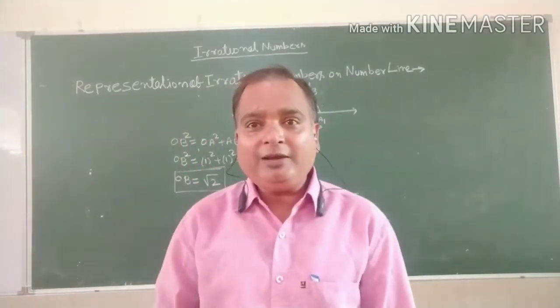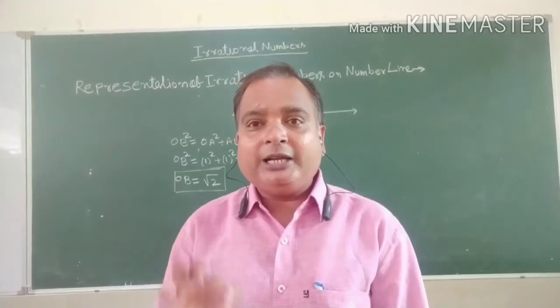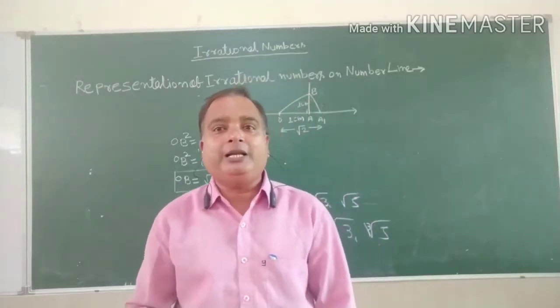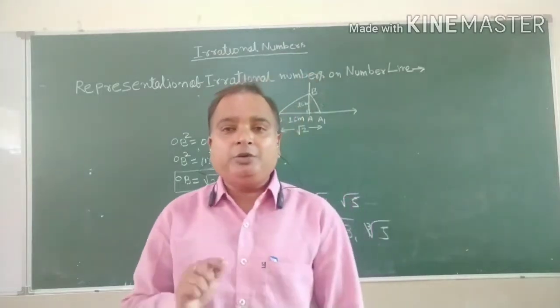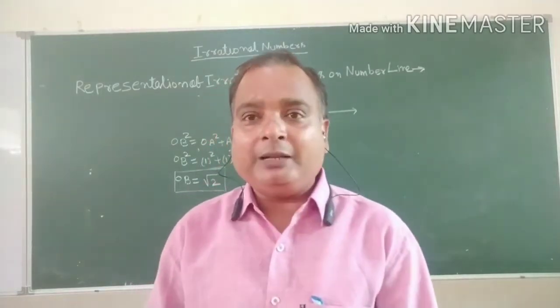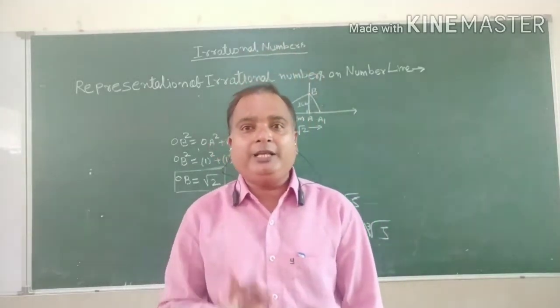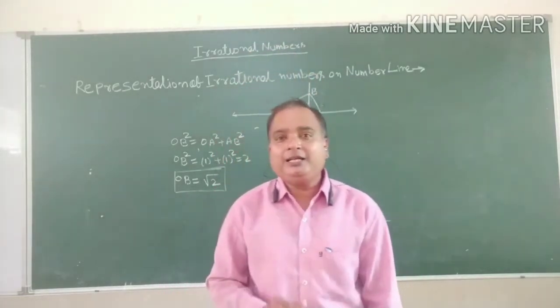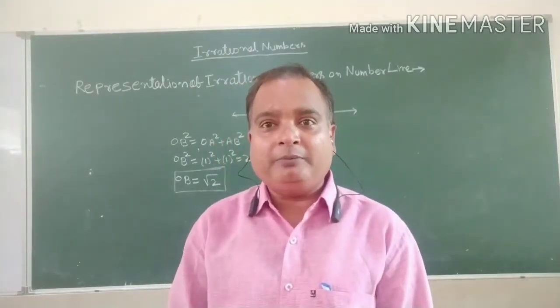Simply we can say, if we take the square root of a number and the number is not a perfect square, that will be an irrational number. Or if we take the cube root of a number and the number is not a perfect cube, then the resulting number will be an irrational number. Like rational numbers, we can also represent irrational numbers on a number line.